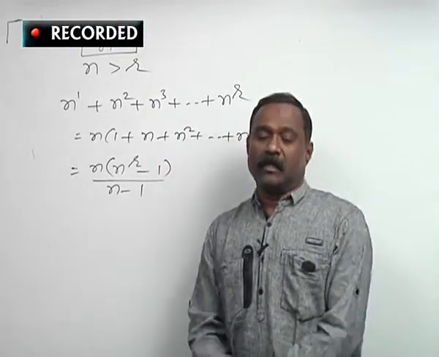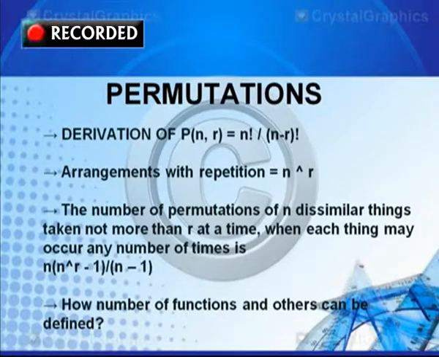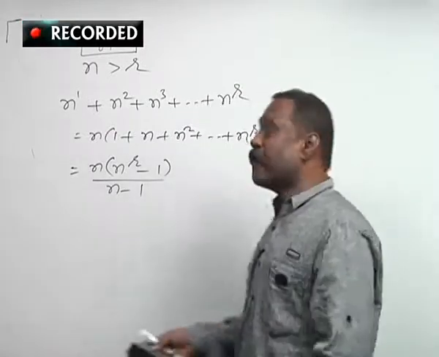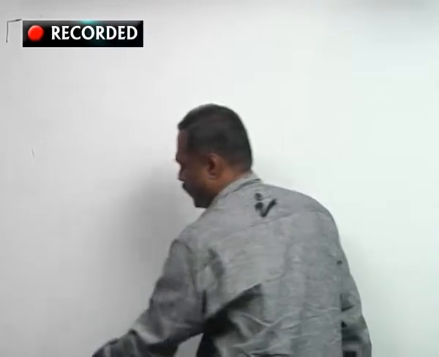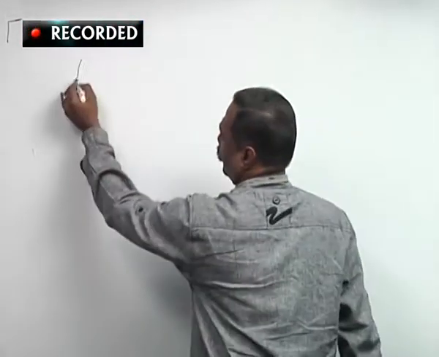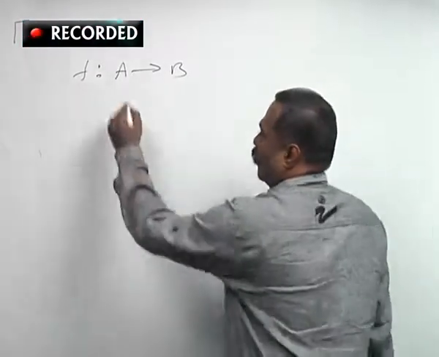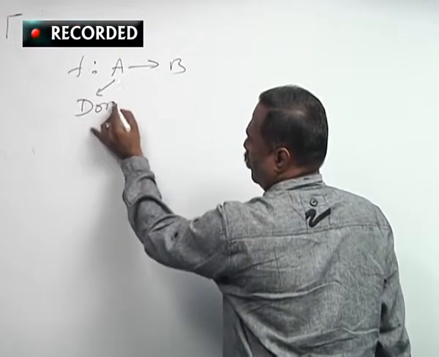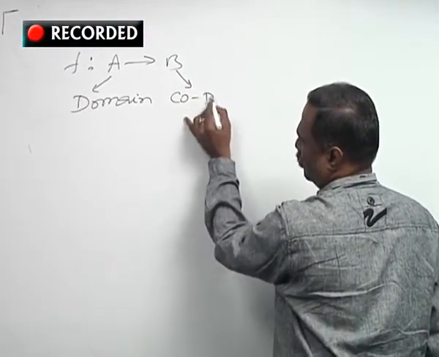So, you understand that. Now, how many number of functions and others can be defined using this? This is an important thing to be understood. But before that, you must know the definition of a function. Simply, I'll tell you like this. F maps A to B. What is A? You know, A is the domain. What is B? B is the codomain.